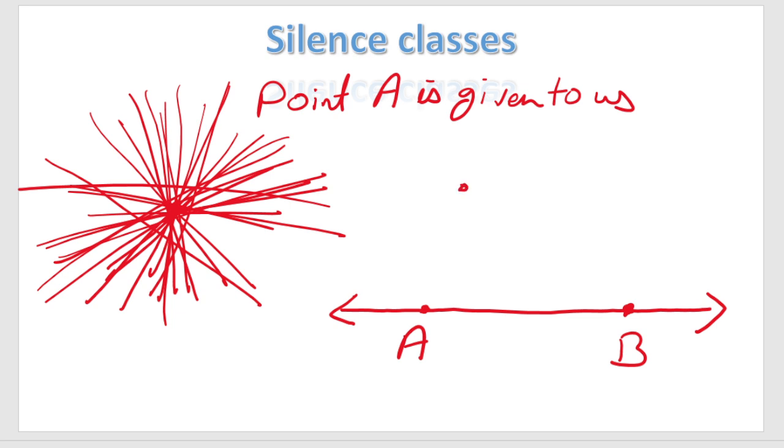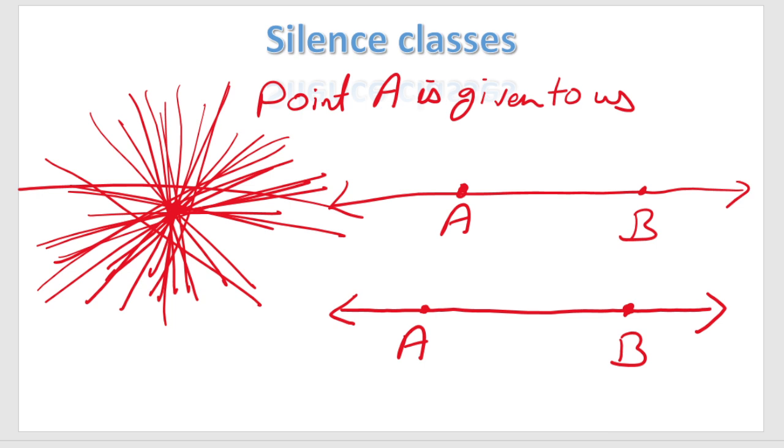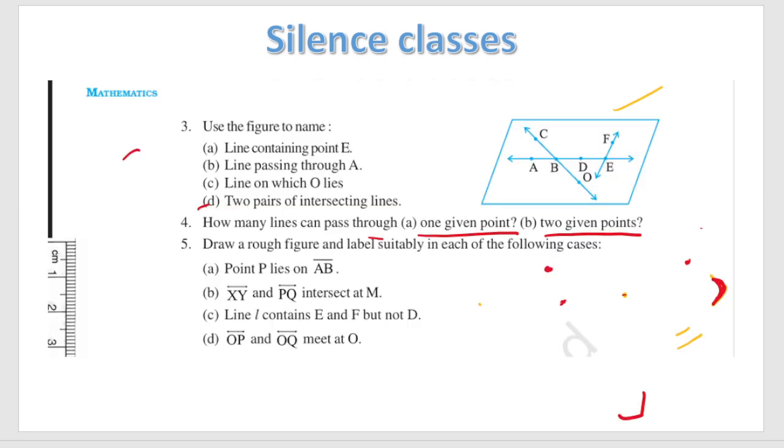If you make a diagram like this, like A and B, and you pass a line like this, then you will see only this line will cross both the points, otherwise no other line can cross both the points. I hope you guys understood. So only one line we can pass through two given points.